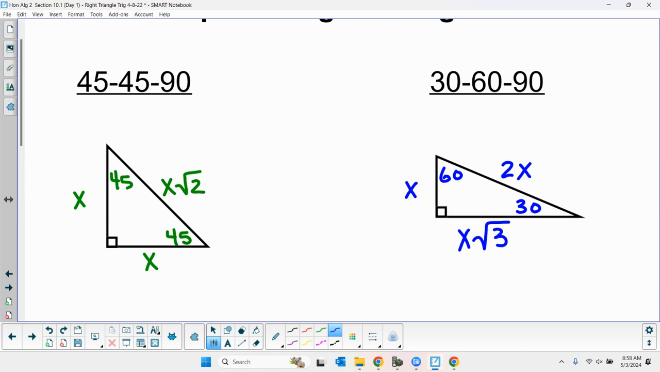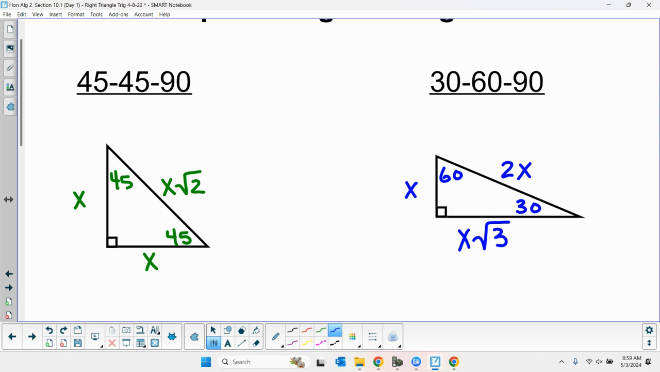If this is 50, what's this? 25. What's this? 25 radical 3. If this is an 8, what's that? 4, and that's 4 radical 3. What if this is 6 here? How do I get to there? Divide by radical 3. Okay?